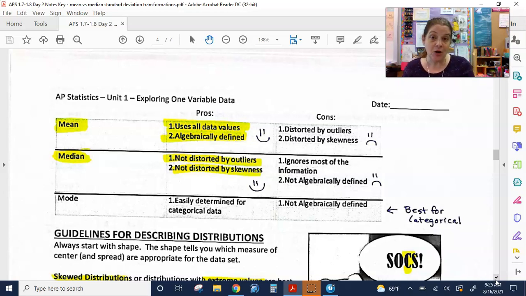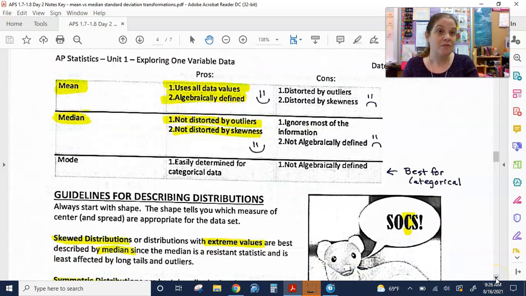As far as the median goes, it's not distorted by outliers or skewness, which is good, but it ignores most of the information, everything except for the middle. So all the information is not being included. There are literally only 2 values needed to consider where that median is. Also, there's no algebraic formula for the median. It's more of a process. You put the data in order, you find the central value. If there's no center value, you find the mean of the 2 center values. There's no add them all up, divide by how many there are equation for it. So it's not really for us, if possible.